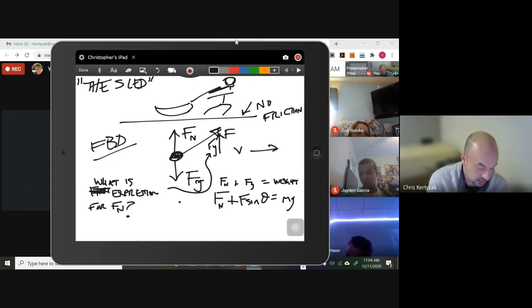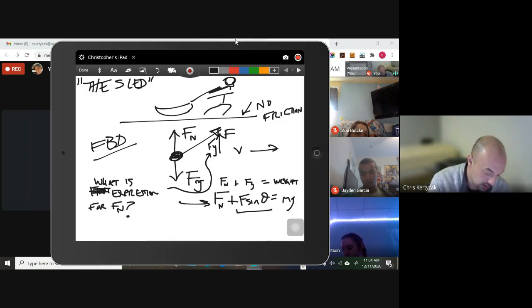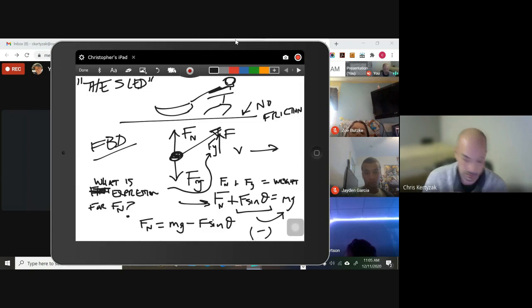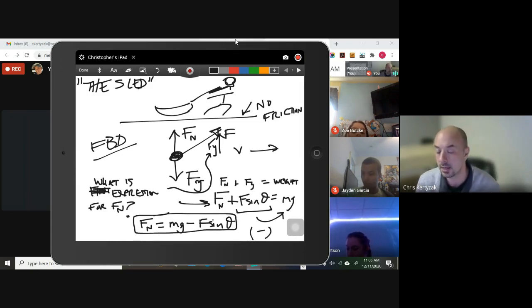How can we use this model, Fn plus F sine theta equals mg, to find that expression? Well, we're just going to subtract this to that side, right? Minus it over to the other side. We end up with Fn equals mg minus F sine theta. That is the expression. Now we're going to try to talk about what it means, and then come back to Zoe's question.